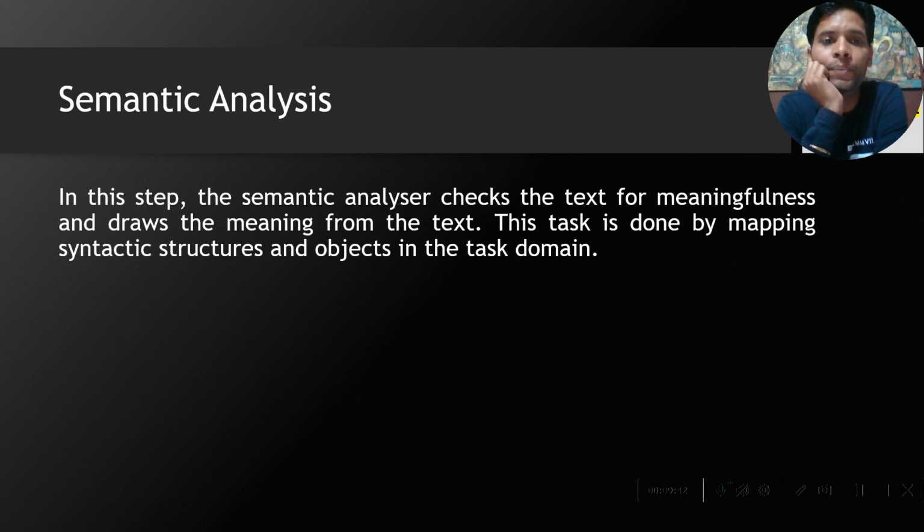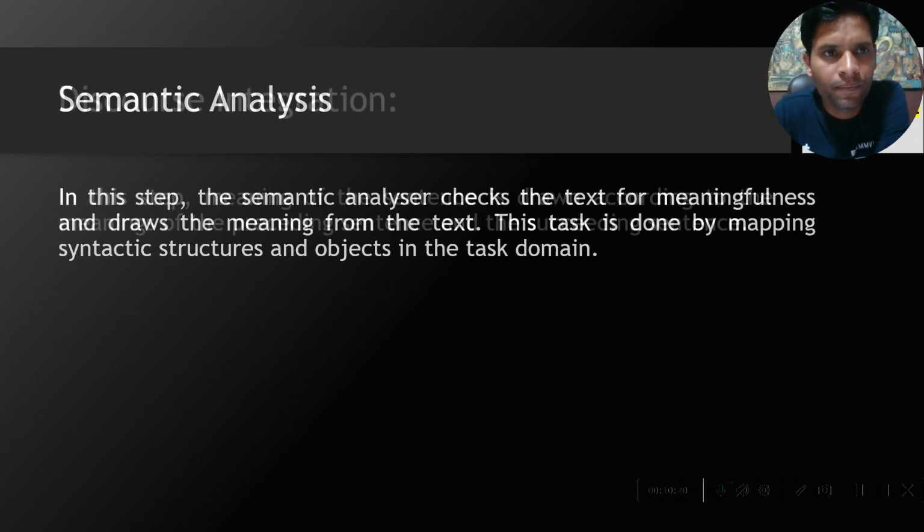Semantic analysis. In this step, the semantic analyzer checks the text for meaningfulness and draws the meaning from the text. This task is done by mapping syntactic structures and objects in the task domain. Basically, we are going to learn a few things like lemmatization and stemming in the upcoming videos. The basic thing is just to convert the words to their base words, like playing to play, trying to try, so that the machine can find out the meaning of this word. This is called semantic analysis.